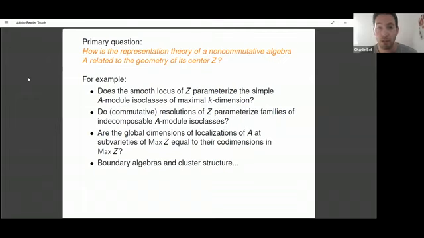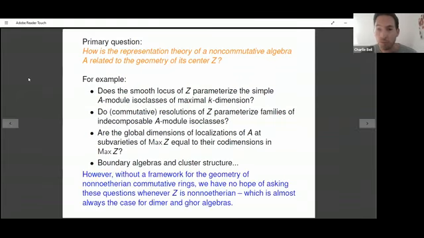So that's exactly what we looked at on Tuesday. There are other questions like, are the global dimensions of localizations of A at subvarieties of the algebraic variety of the center equal to the codimension of the center? And then you can ask questions that I'll get to later today, like with boundary algebras and cluster structure. So these all have this interaction between geometry and representation theory. And without the framework for geometry for non-Noetherian commutative rings, we would have no hope of asking these questions if Z is non-Noetherian, which is almost always the case for dimer and core algebras.